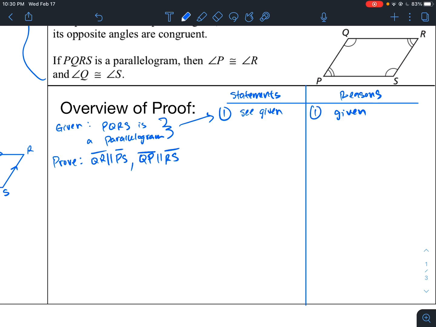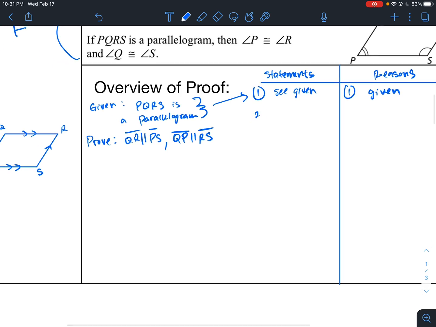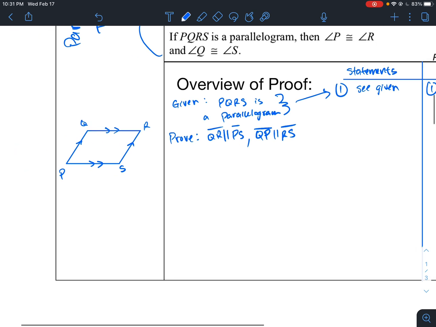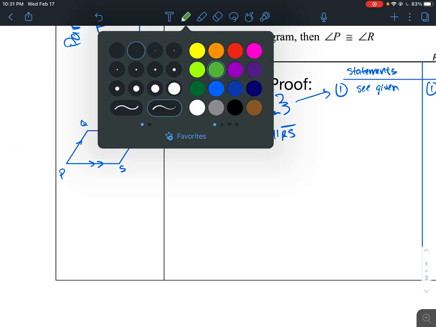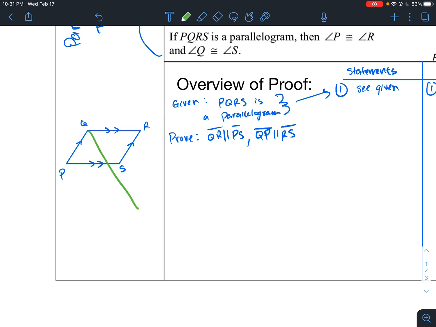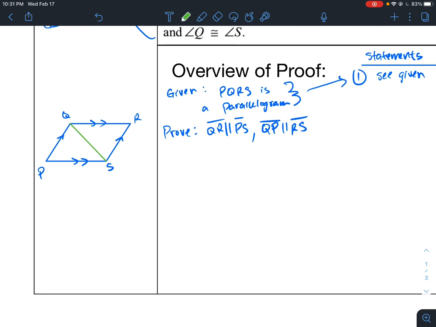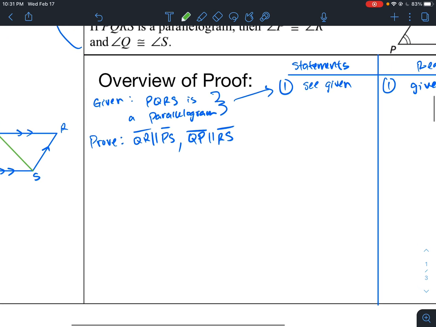Okay, so for step 2, what we're going to do is draw a line. This isn't really part of the proof, but I'm going to draw a diagonal that connects Q and S. If you remember, a diagonal is a line drawn between non-consecutive vertices. So I can create 2 triangles here. So here I have 2 different triangles.